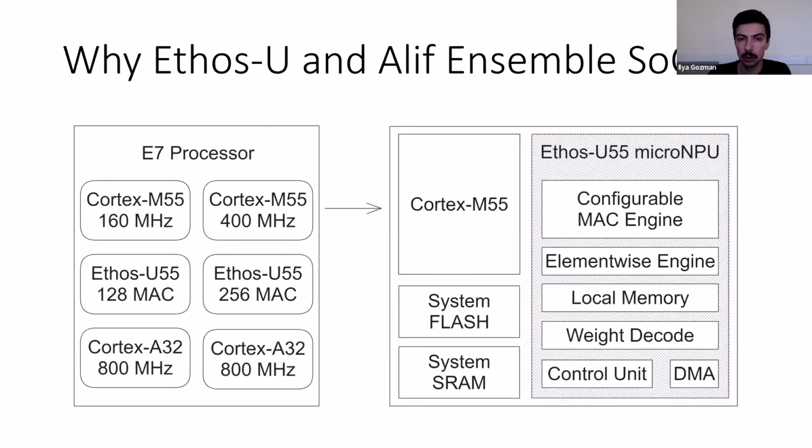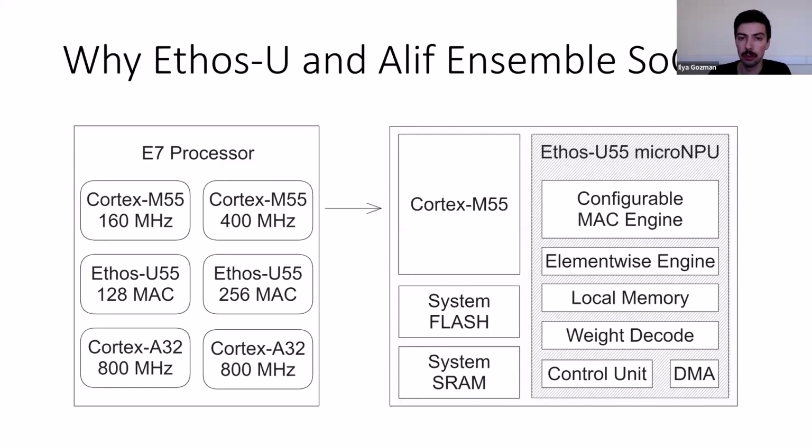For our solution, we chose Alif Semiconductor's dev kit with a microcontroller-class SoC, including Cortex-A, Cortex-M, and Ethos-U55 cores. The Alif Ensemble family includes E1, E3, E5, and E7, which scales from single Arm Cortex-M55 MCUs to a new class of multi-core devices, fusion processors, that blend up to 2 Cortex-M55 MCU cores, up to 2 Cortex-A32 cores, capable of running high-level operating systems, and up to 2 Ethos-U55 micro NPUs for AI and ML acceleration.